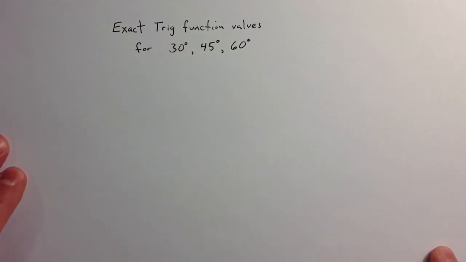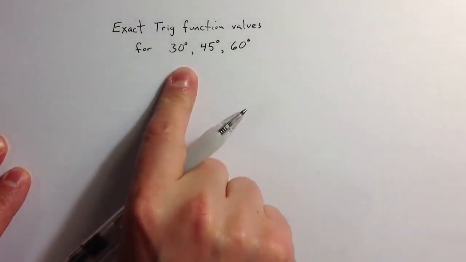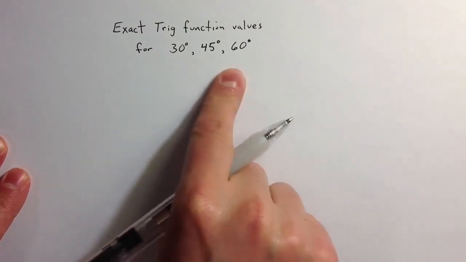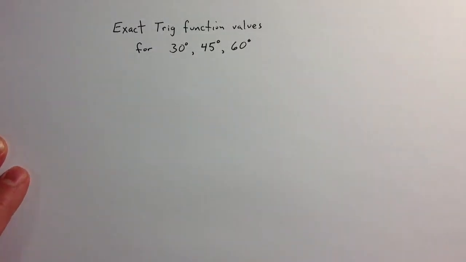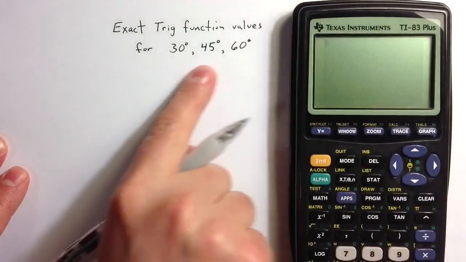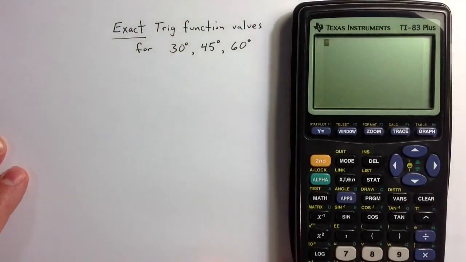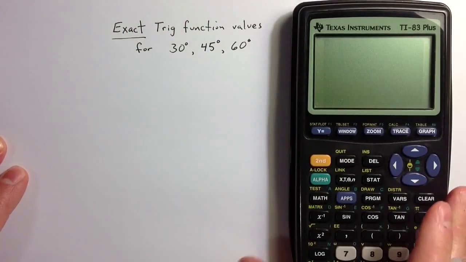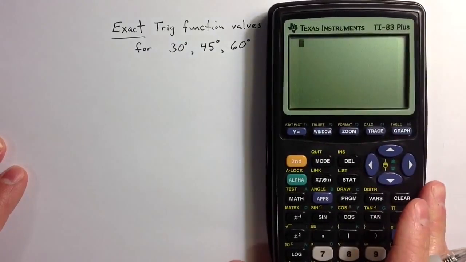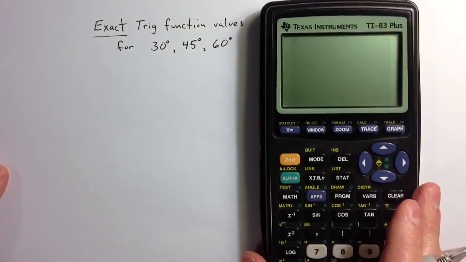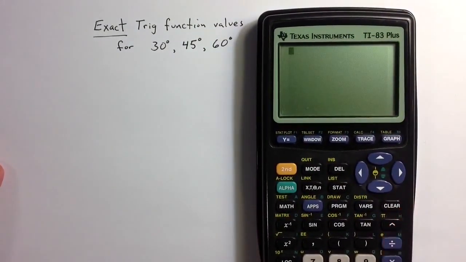I'd like to talk about how special right triangles can help us find exact trigonometric function values for angles of 30, 45, and 60 degrees. First, let me say these are kind of special. An exact value means that I can express the trigonometric ratio, the trigonometric function value, without any rounding. That's not something we can do for most angles.